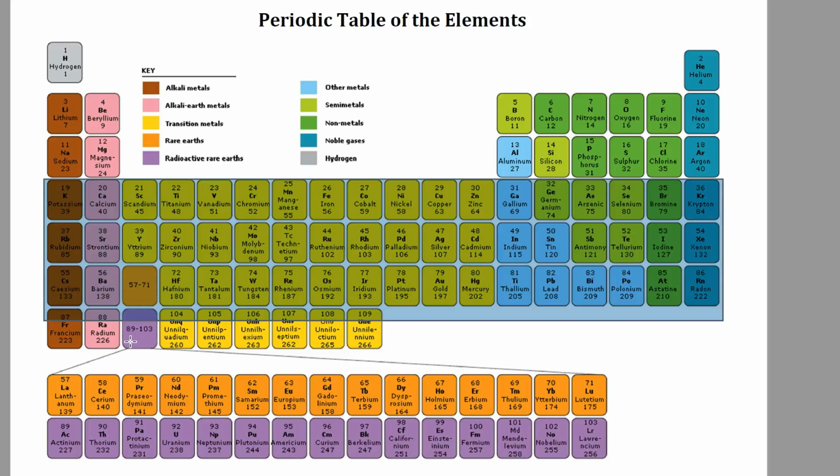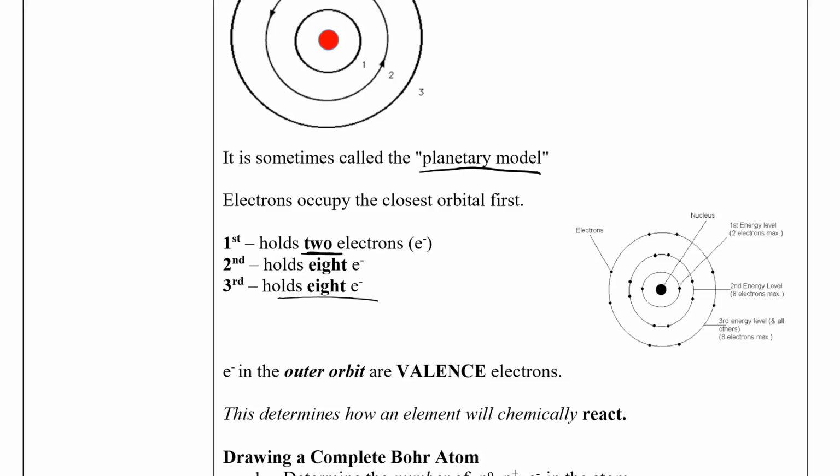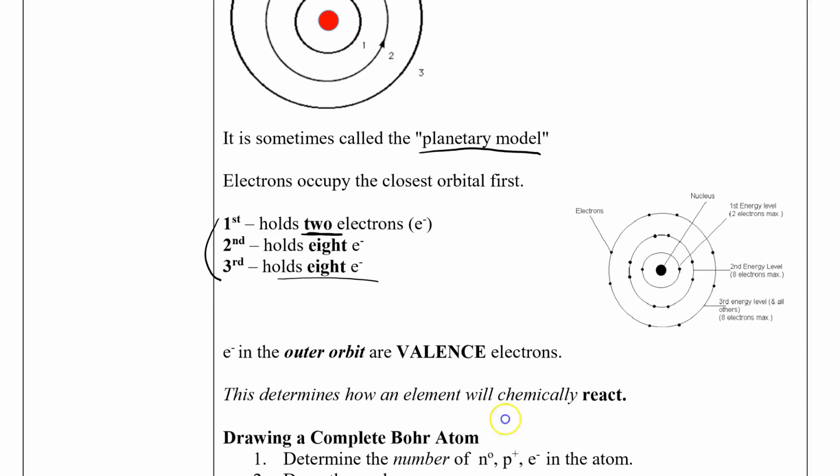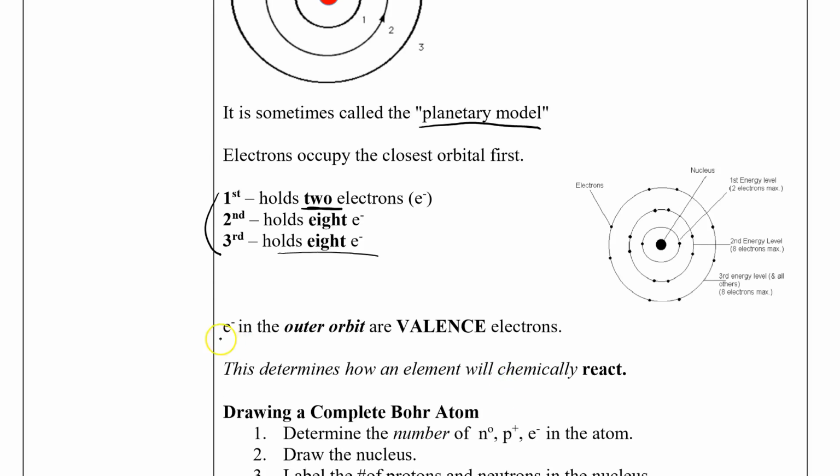So you can see why we're only going to be dealing with the first 3, because I'm going to make you draw like 18 dots. I don't think so. Well, I'll make you draw up to 18, but I won't make you draw more than 18. So the electrons in the outer orbit are called valence electrons. That's just a name. So here's our nucleus in the planetary model, and we have 2 electrons in our first energy level or orbit. In the second one we have 8, and in the third one we also have 8.